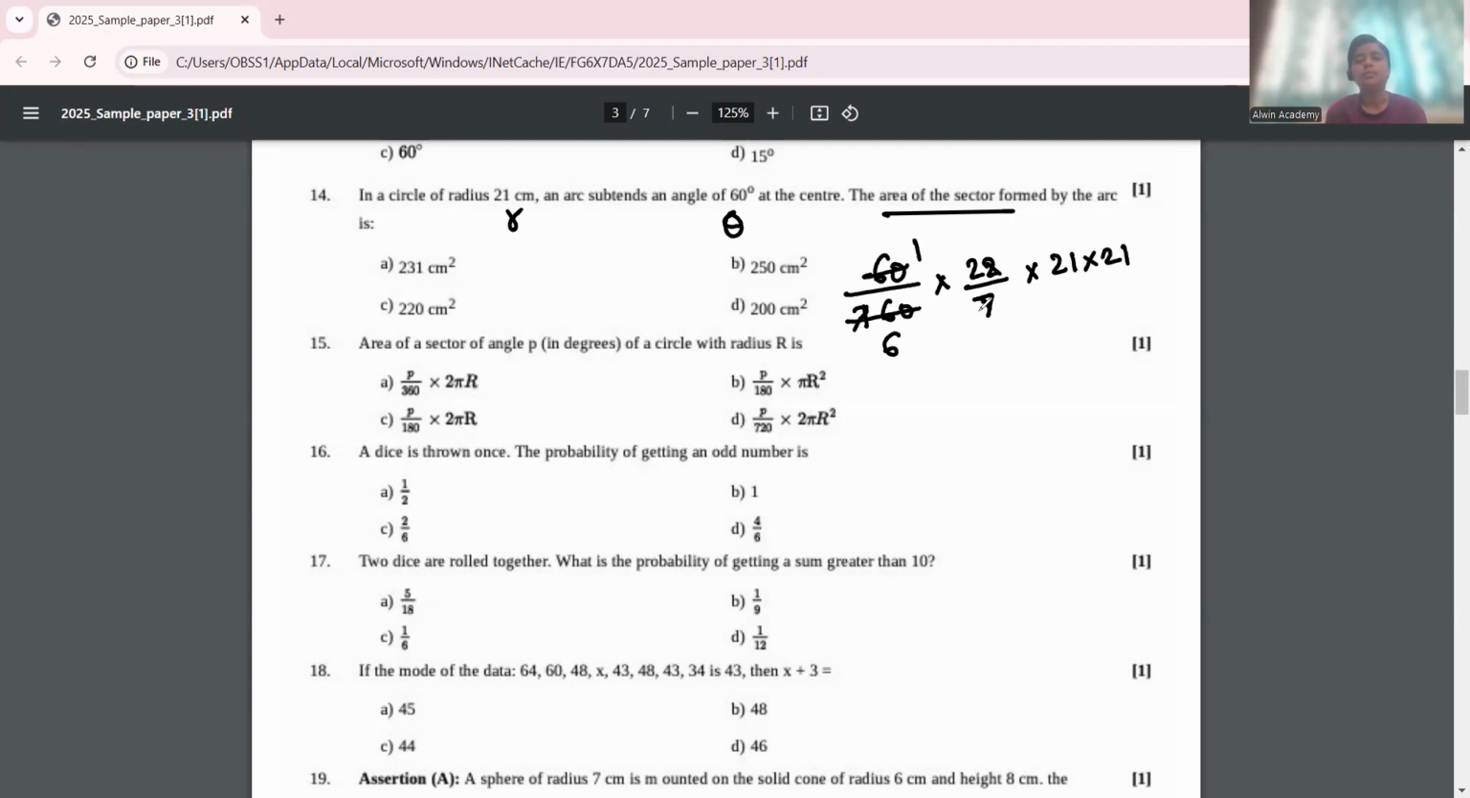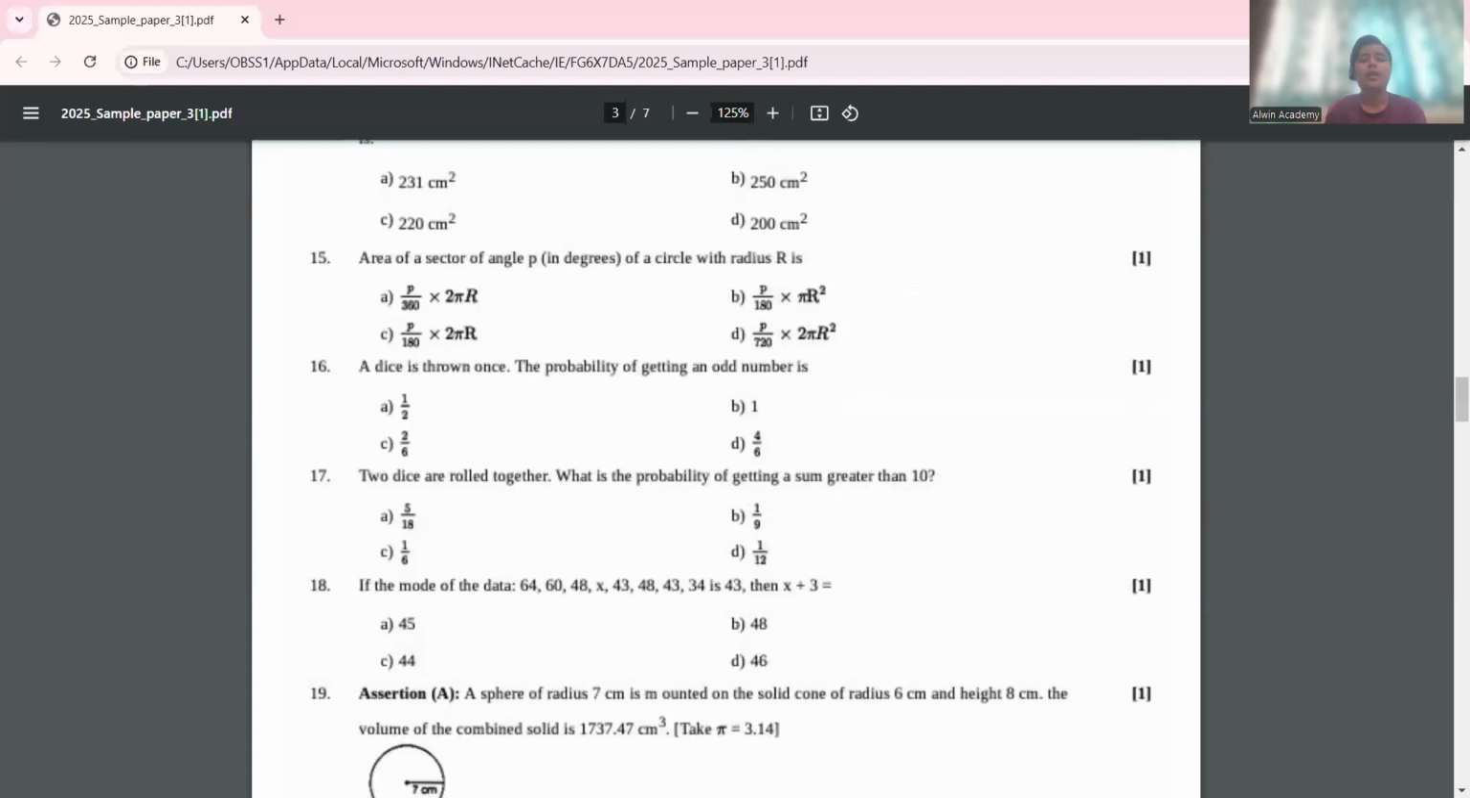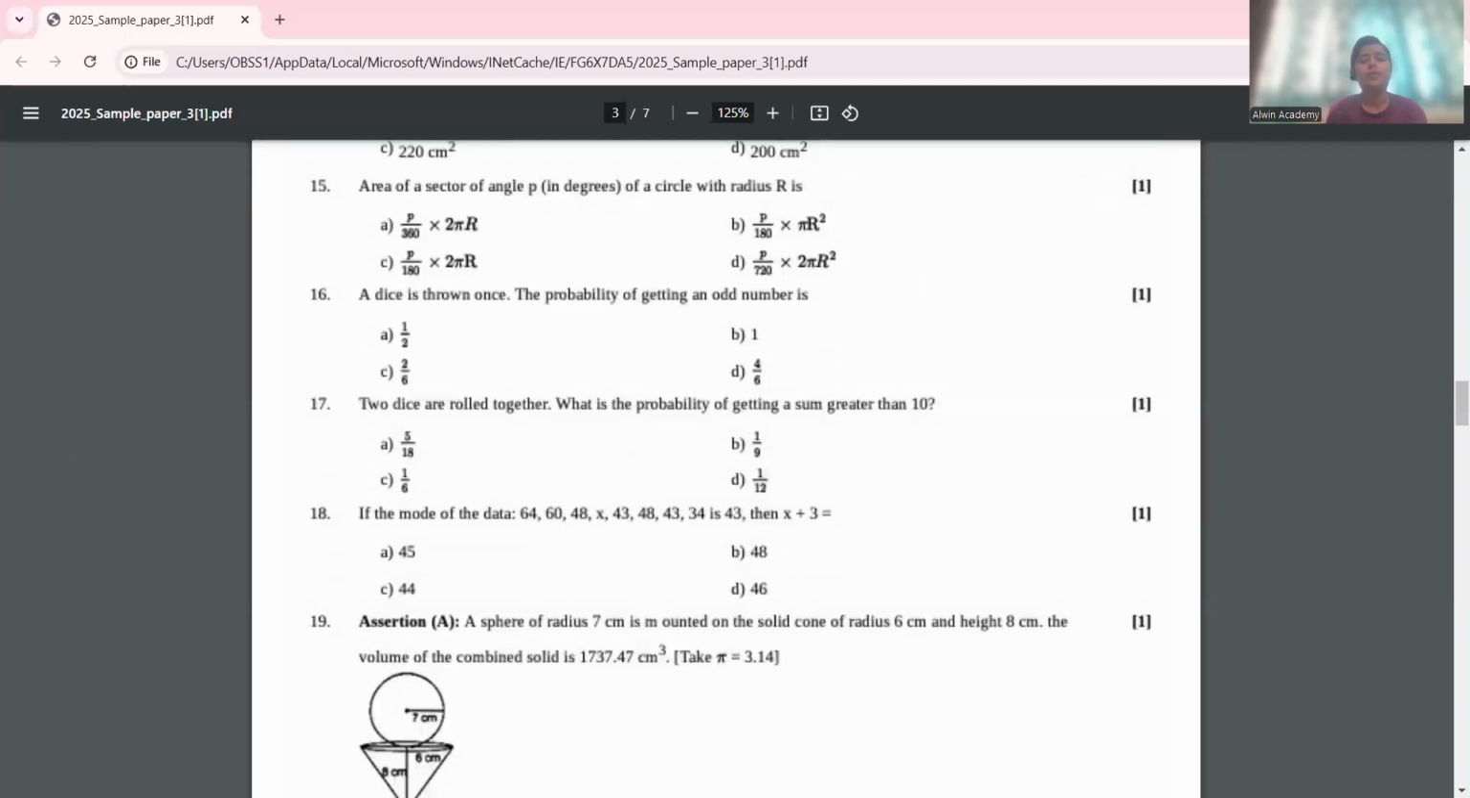66 r 7, 3s are 2, 11. 11 times 21, that's 231. Option number A. Going to the next question.